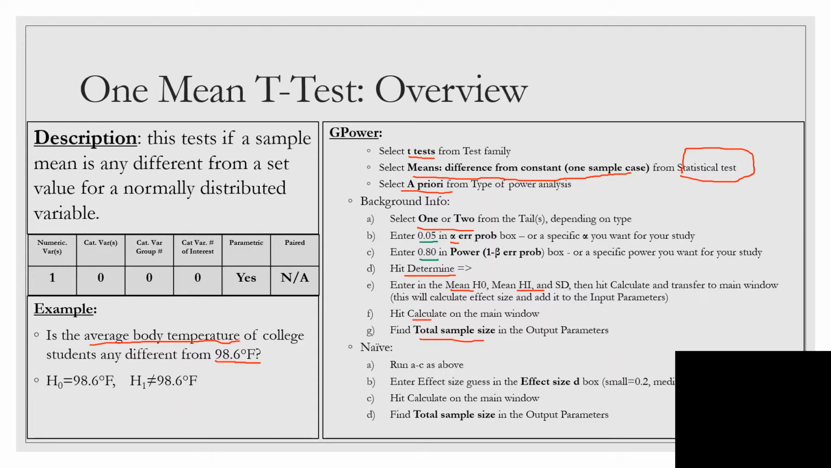If you don't have any background information or are naive, you can run A through C, but instead of hitting determine, just guess and enter in the effect size box. For t-test, a small effect is 0.2, a medium is 0.5, and a large is 0.8. And then hit calculate and you'll get total sample size.